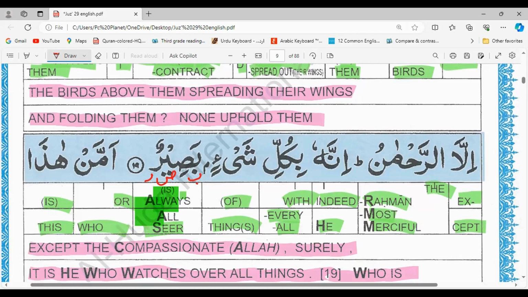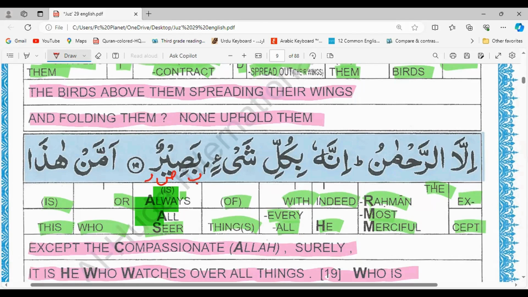Sometimes they're not moving their wings, and they don't fall on the ground. Because Allah subhanahu wa ta'ala has designed the wings of the birds in such a way that they help them keep flying and don't fall. Innahu bi kulli shay'in basir, Allah subhanahu wa ta'ala is basir.